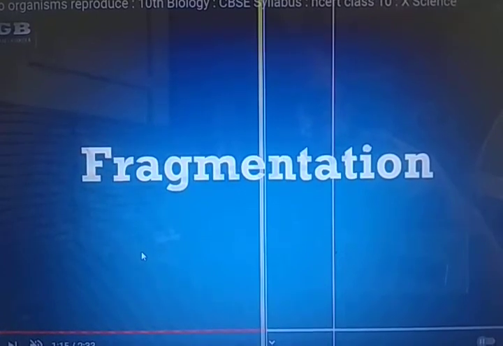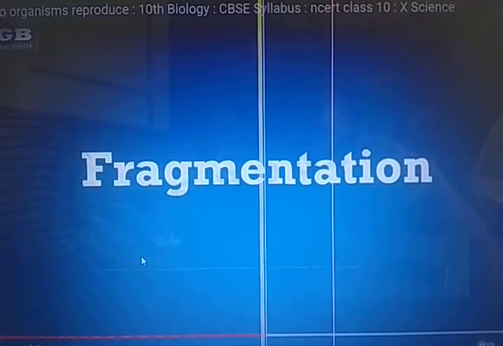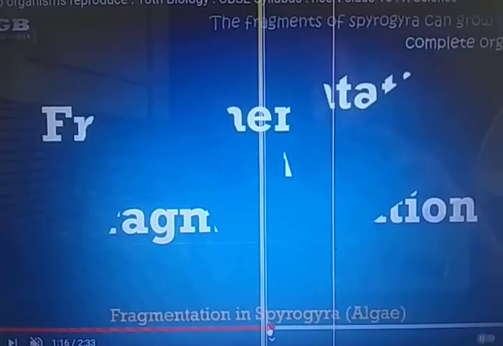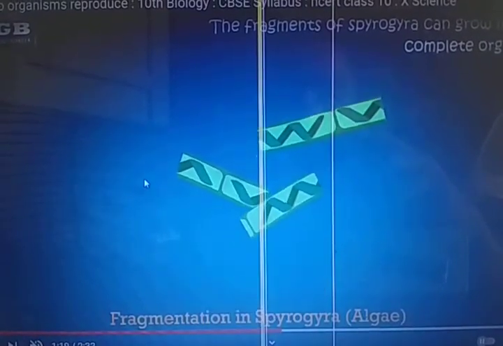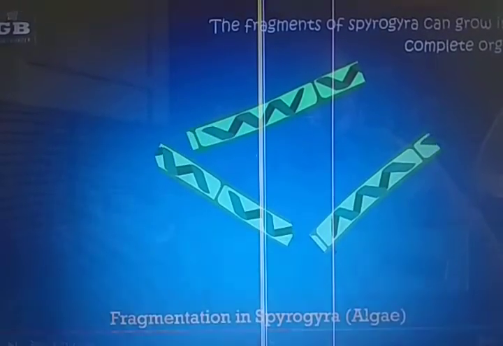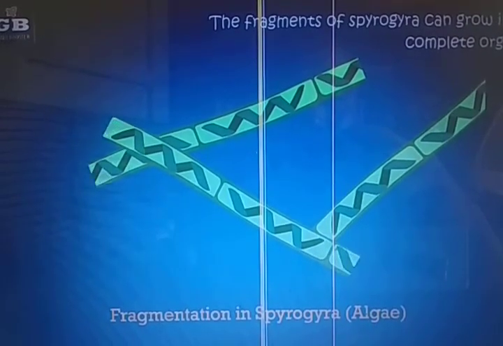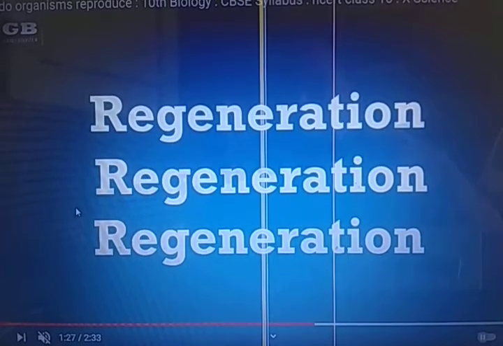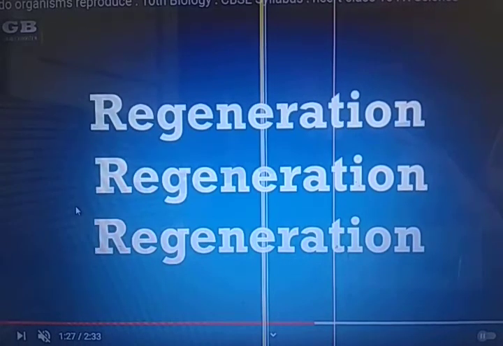fragmentation. Some multicellular organisms with relatively simple body organization reproduce by breaking their bodies into small pieces. Each small piece is called a fragment. Example, Spirogyra can grow into a complete new organism after breaking up. And the next type of reproduction is regeneration. Many organisms like Hydra and Planaria have the ability to give rise to a new individual organism from their body part. This process is known as regeneration.